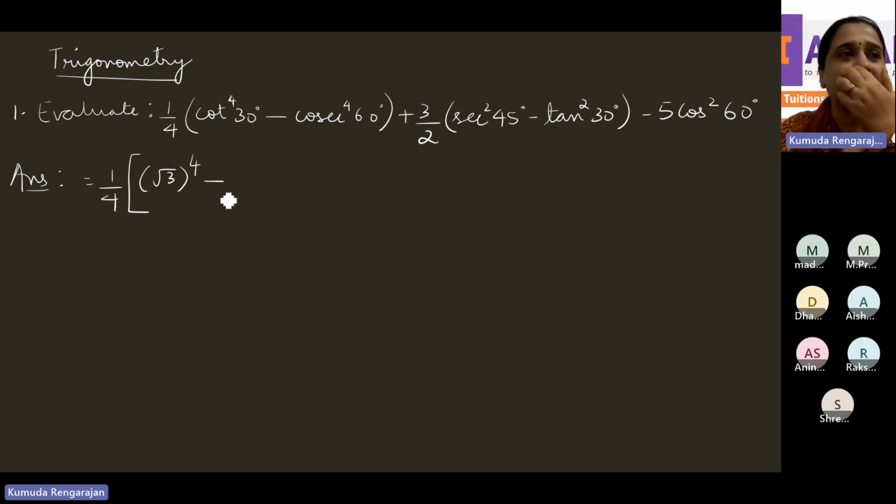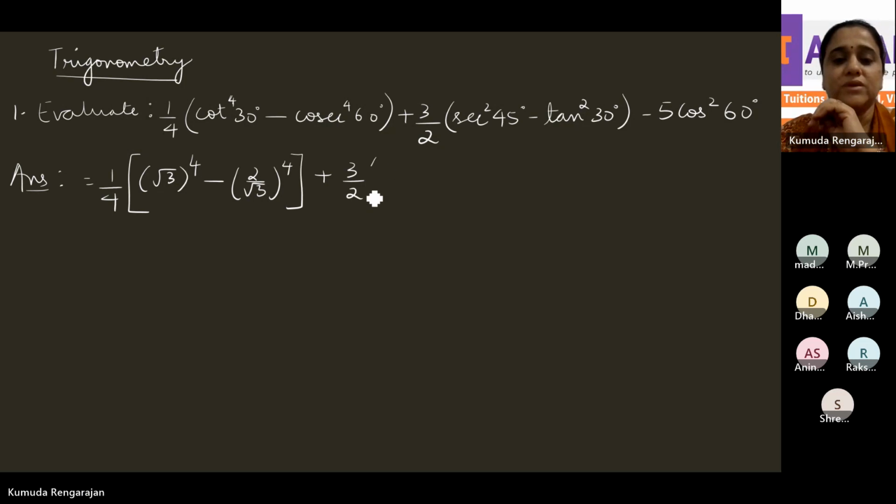So it's a reciprocal of sine. What is the value of sine 60 degrees? Root 3 by 2. So this will be 2 by root 3, 2 by root 3, the whole power 4. Close brackets, plus 3 by 2.